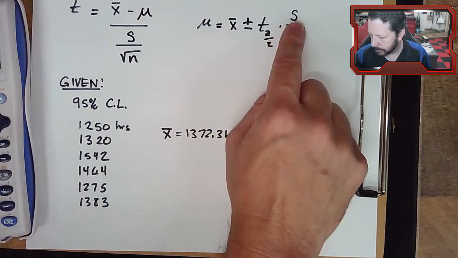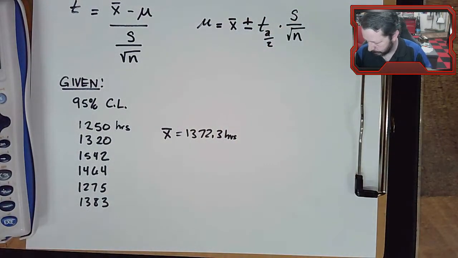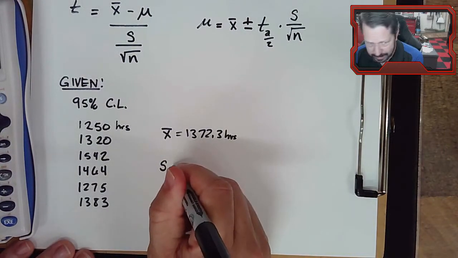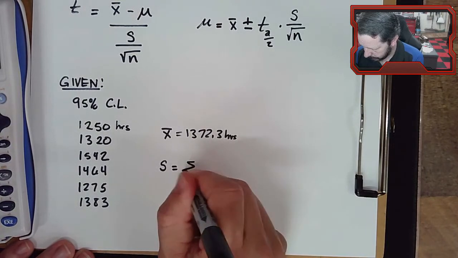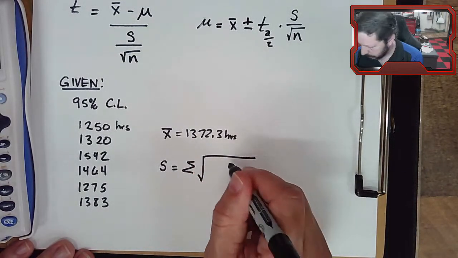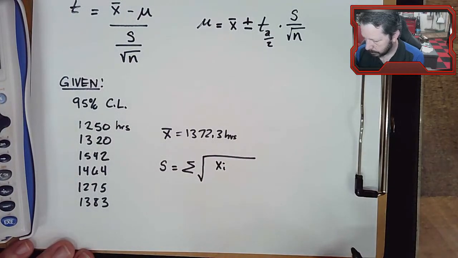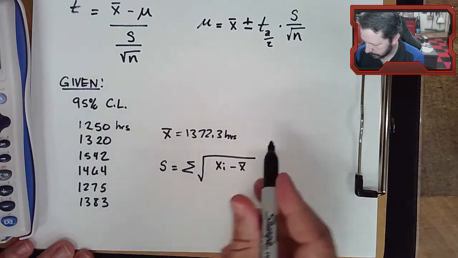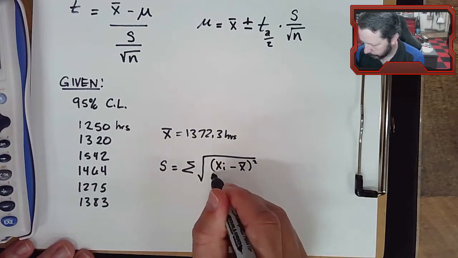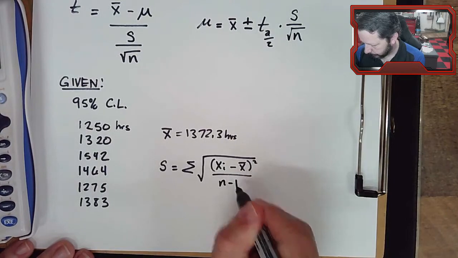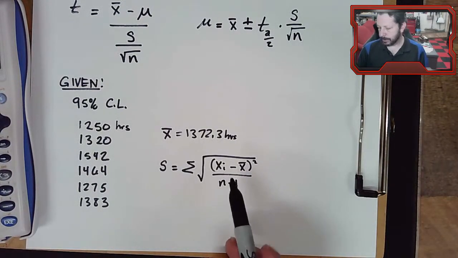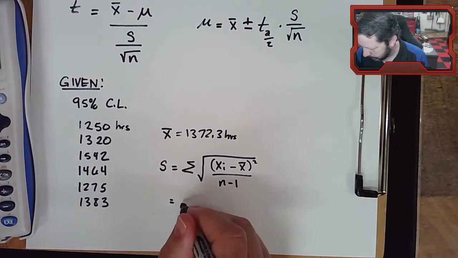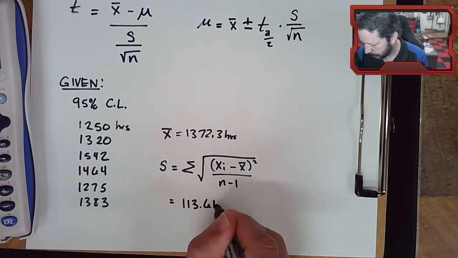We do need our standard deviation, which we can calculate. Standard deviation is equal to the square root of the summation of each individual measurement minus the sample mean, 1372, squared, over n minus 1. I don't think I want to write each one of those out. I know this number. I'm already looking at it right here, and it turns out that it's 113.6 hours.